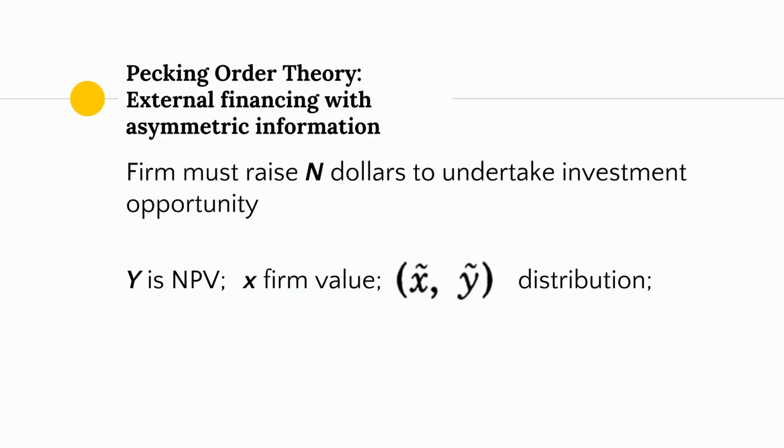All right, so perhaps it's best if you follow on with pen and paper so you know exactly what's going on. All right, suppose the firm has to raise N dollars in order to undertake some potentially valuable investment opportunity. Let Y denote this opportunity's net present value, and let X be what the firm will be worth if the opportunity has passed by. The firm's manager knows what X and Y are, but the investors in capital markets do not. They only see a joint distribution of possible values.